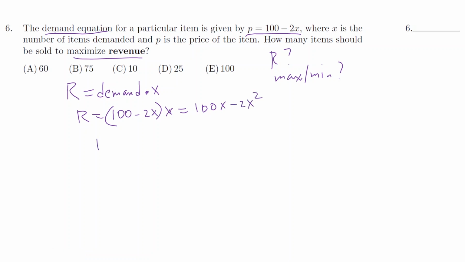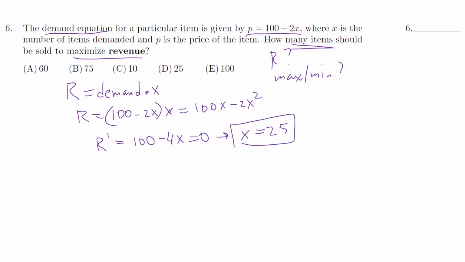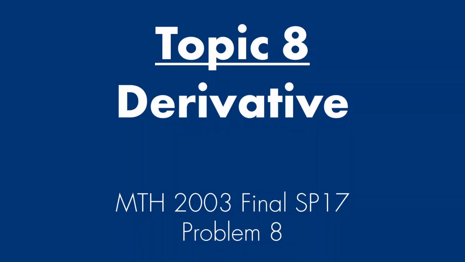Now it's time for us to take the first derivative. So r prime is equal to 100 minus 4x, and you set that to 0. Therefore, x equals 25. So they are asking us how many items should be sold to maximize revenue. D, 25.